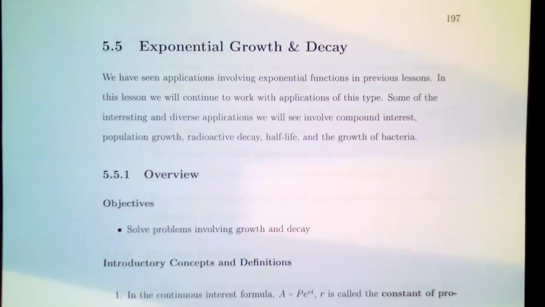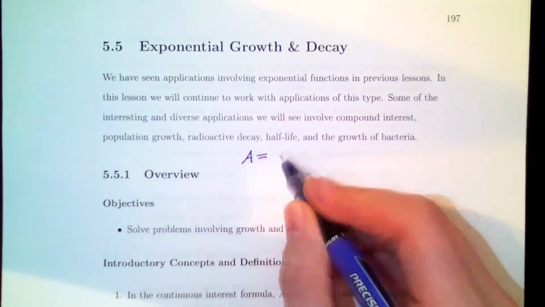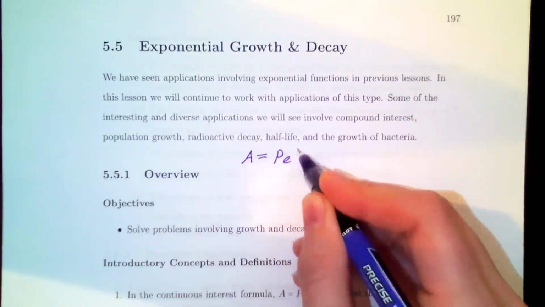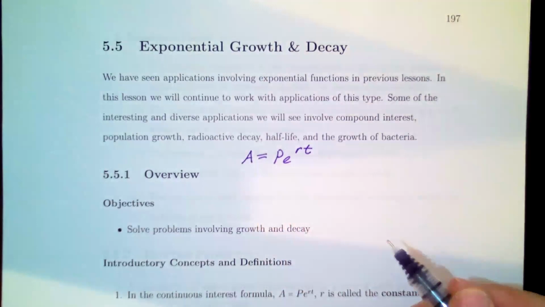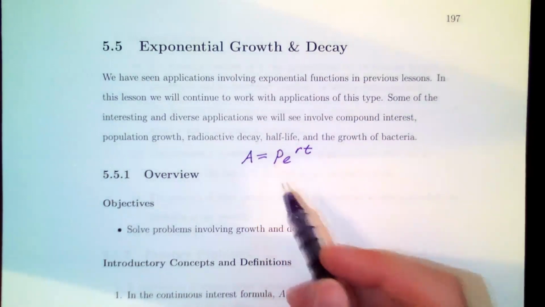Hello, everyone. Welcome back. Today we're going to go over section 5.5, which is applications of exponential growth and decay models. So in section 5.1, you might recall that we got familiar with using the following formula, P e to the RT, or PERT. And the problems that we did using this formula had to do with investing money.